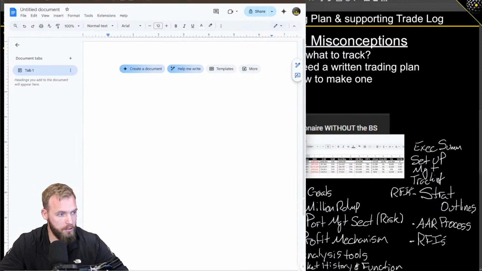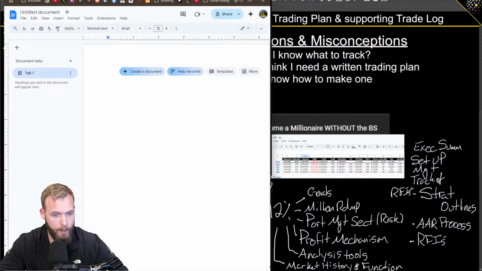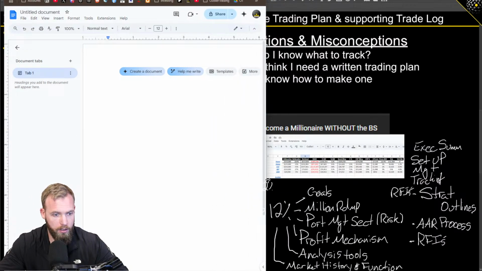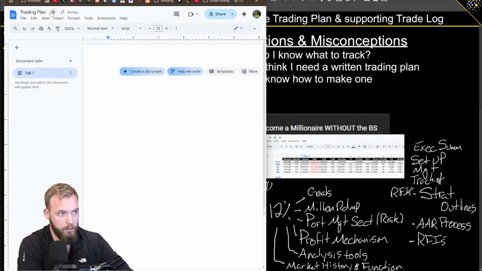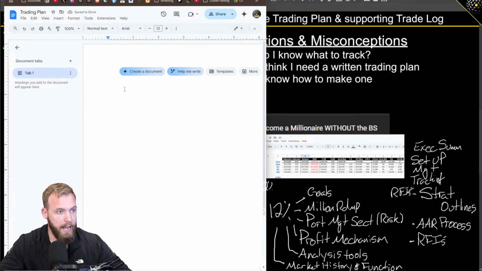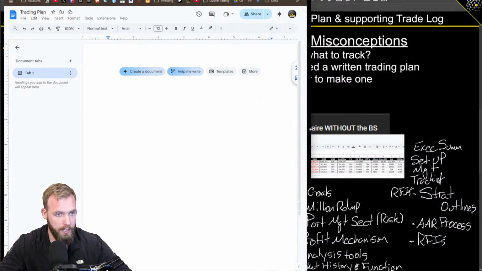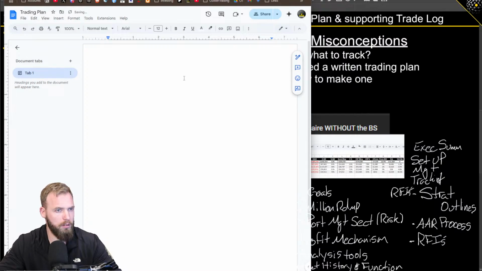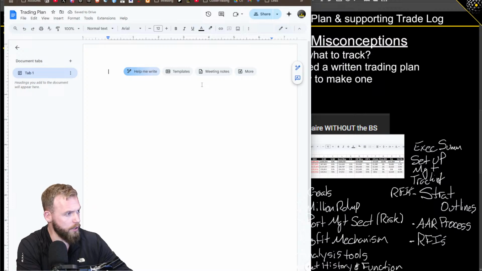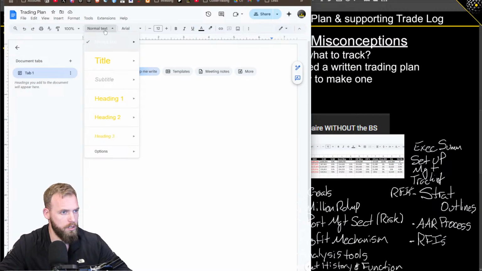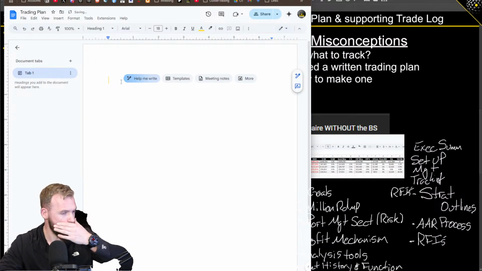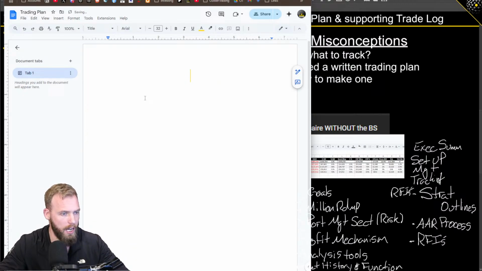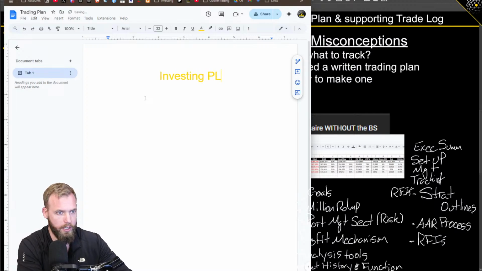So let's essentially take what we captured over here and put it into our log. So the log title, trading plan, whatever you want it to be. Now, for mine, we are going to have a handful of sections. So I'll use a couple heading sections. We'll start with the title of the doc. The title will just be investing plan or trading plan, whatever you want.